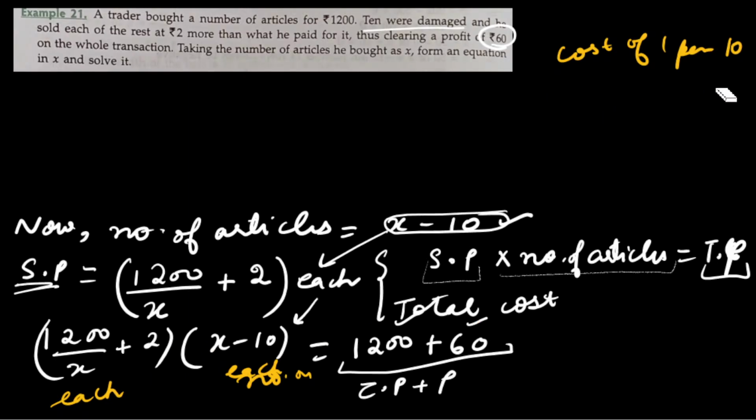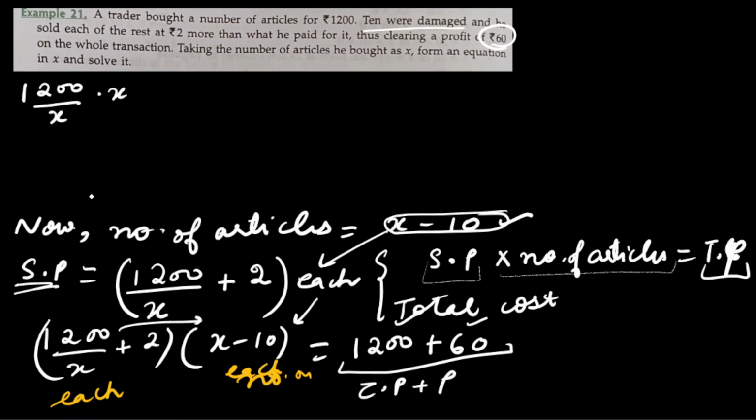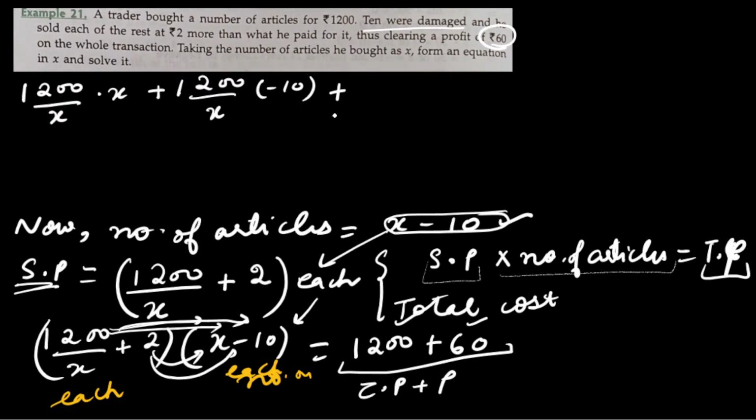So now we can just simplify this. Bracket multiplication we have to do. So first, 1200 by x into x, plus 1200 by x into minus 10, plus, each with each we have to multiply, this with this also, and 2 with this and with this also, plus 2x minus 20. This is equal to 1800.